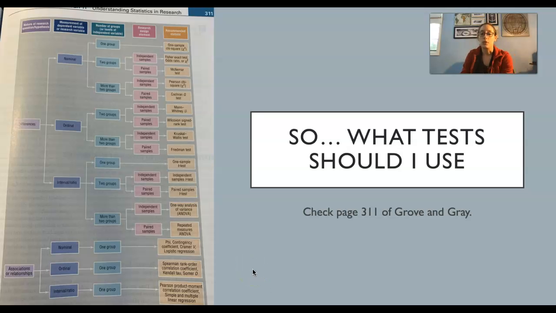So how do you know what test to use? This is really complicated. Again, don't focus on this. This isn't something that you need for this particular class. This is just kind of a generalized basis for how we decide what goes where and why.